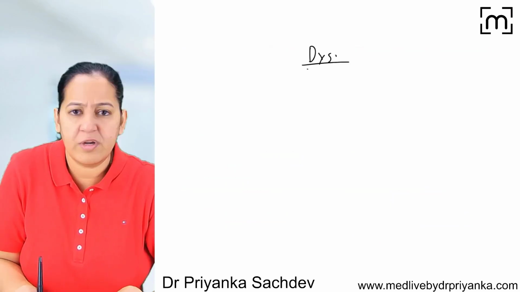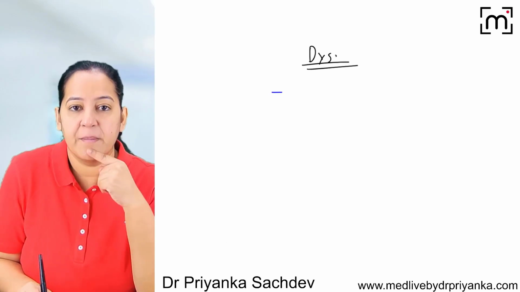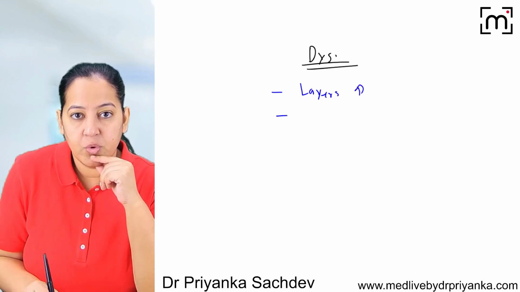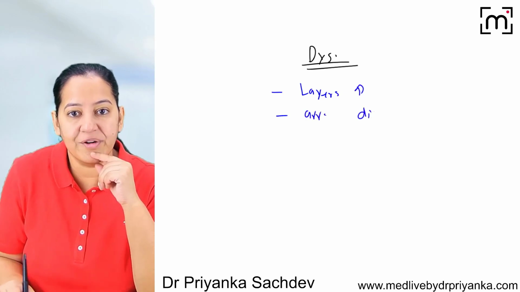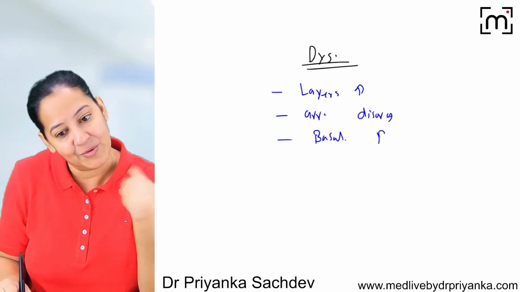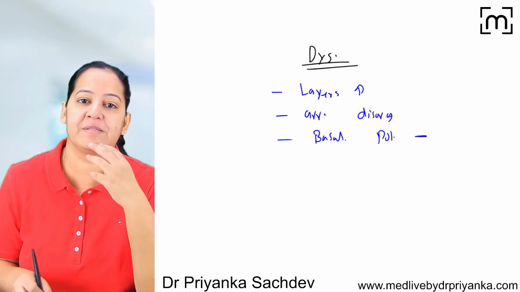Can you define what are the 7 changes of dysplasia? There are no types of dysplasia. There are 7 changes of dysplasia. What are the 7 changes? Number 1, the number of layers is increased. Number 2, the arrangement becomes disordered. Number 3, the basal polarity is lost. The nucleus is not towards the basement membrane. It's away from the basement membrane.